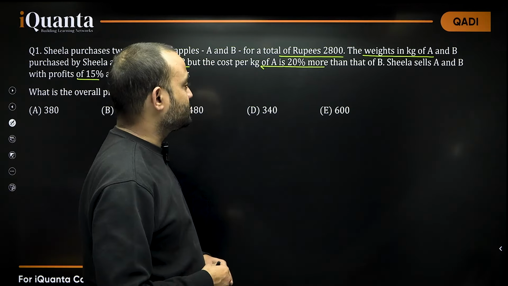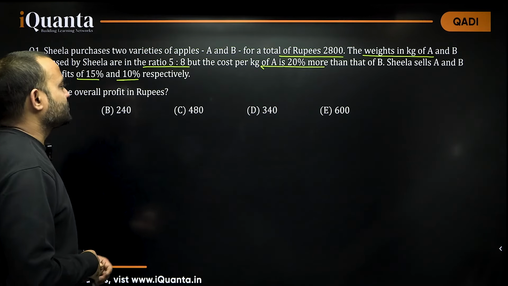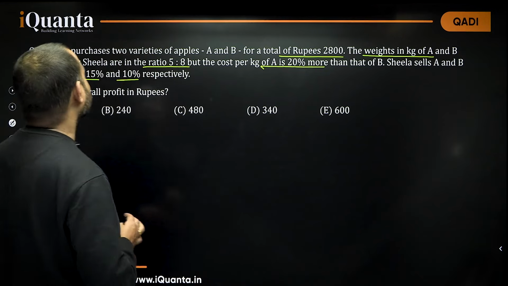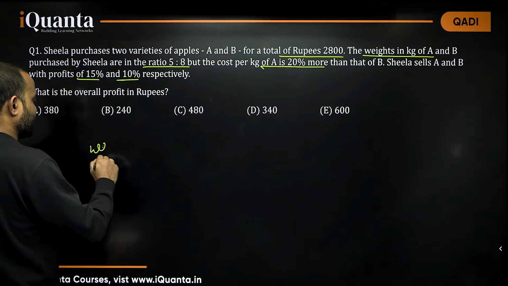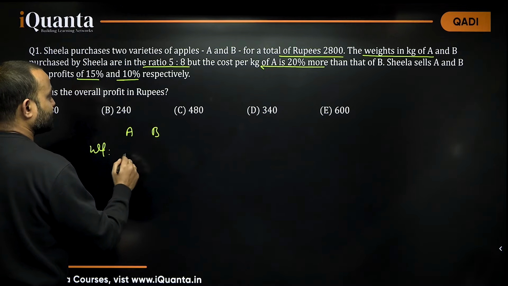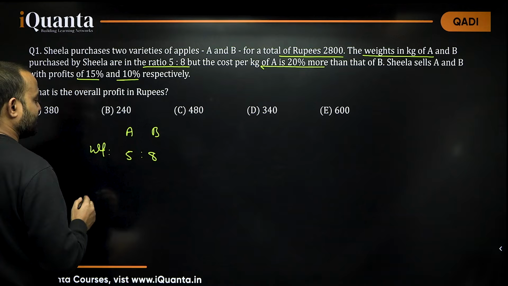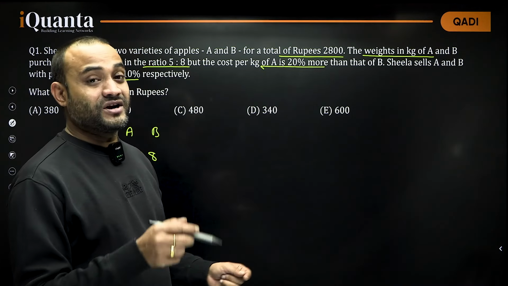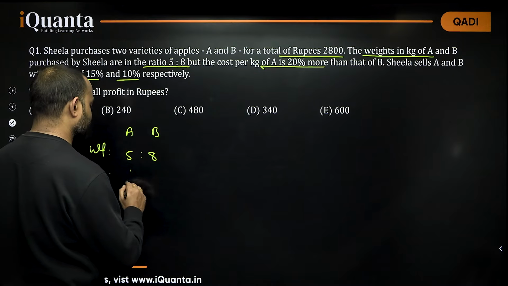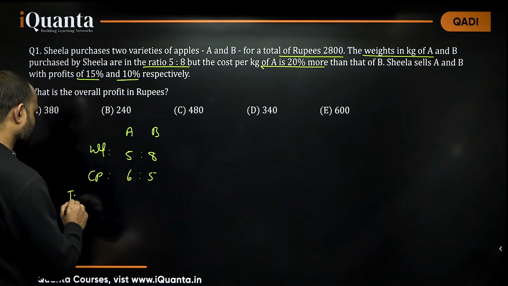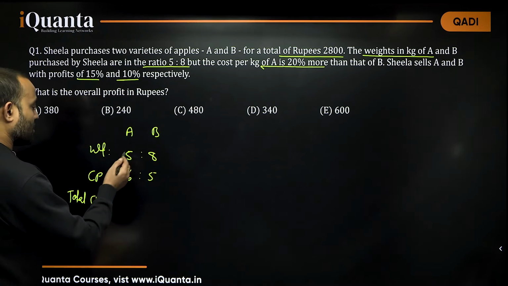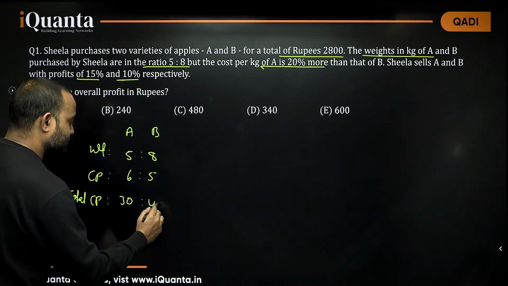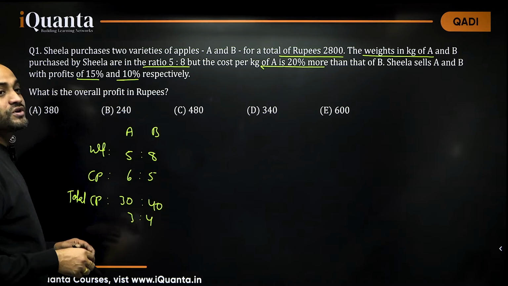So to solve this question, enough information is given on which we can find the total weight and total cost price, but that is not required. See, in case of weight, A and B are in the ratio of 5:8, and in case of the cost price, A is 20% more than B, means if B is 100, A is 120, or 6:5 ratio. So basically, if we talk about the total cost price of A and B, they are in the ratio 5:6, which is 30, and 8:5, which is 40, that is in the 3:4 ratio, right?